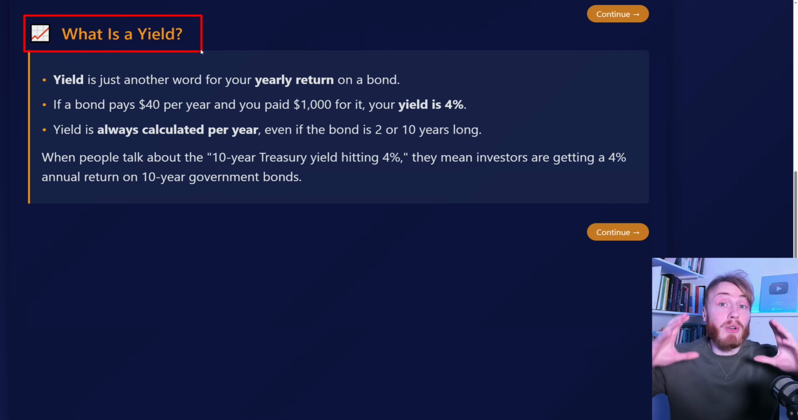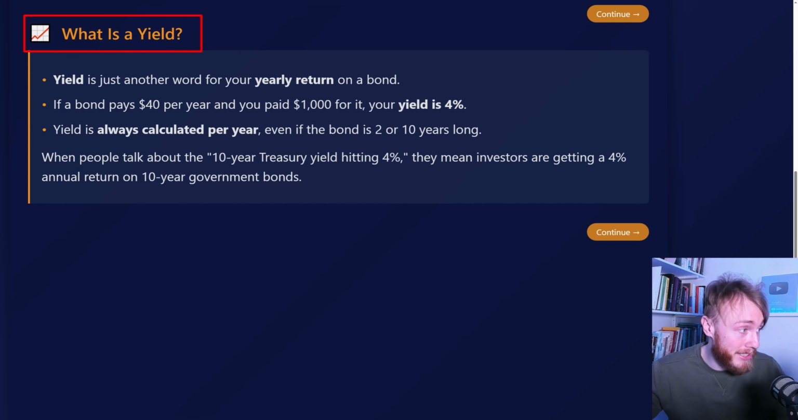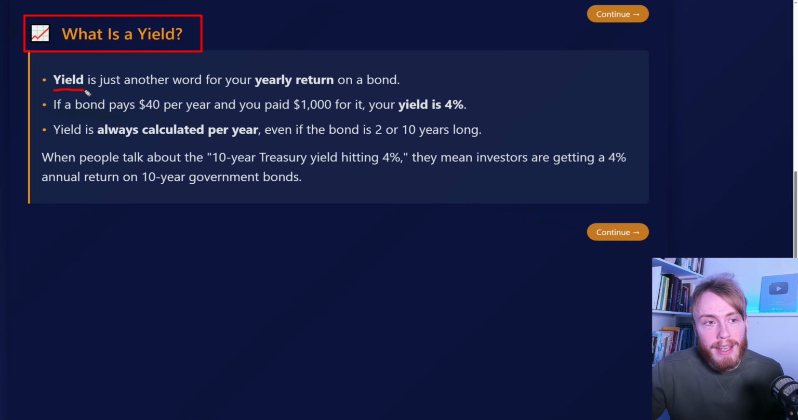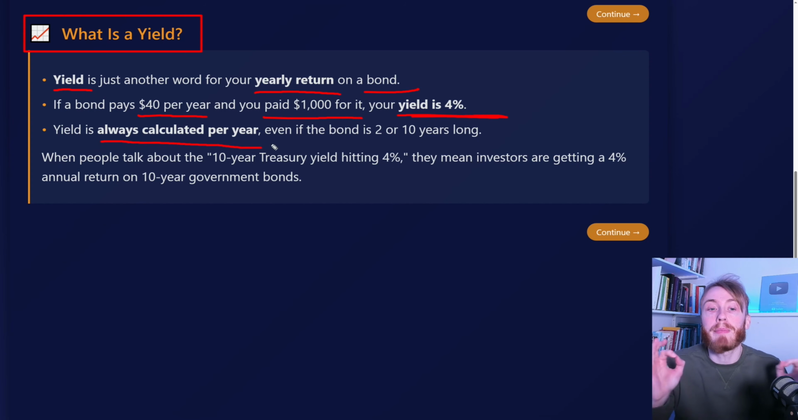This is something you're hearing a lot if you're listening to financial news and are interested in financial markets. And in the case of bonds, a yield is just another word for your yearly return on a bond. So, for example, if a bond pays $40 per year and you paid $1,000 for the bond, the yield is 4%.